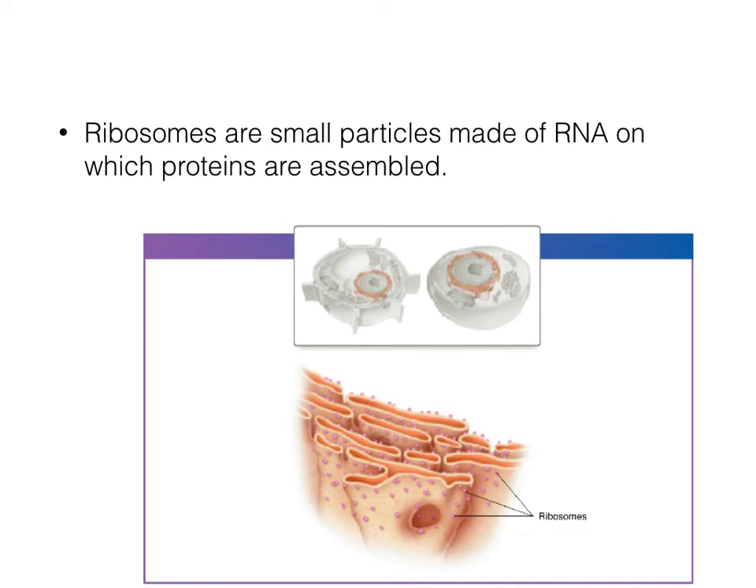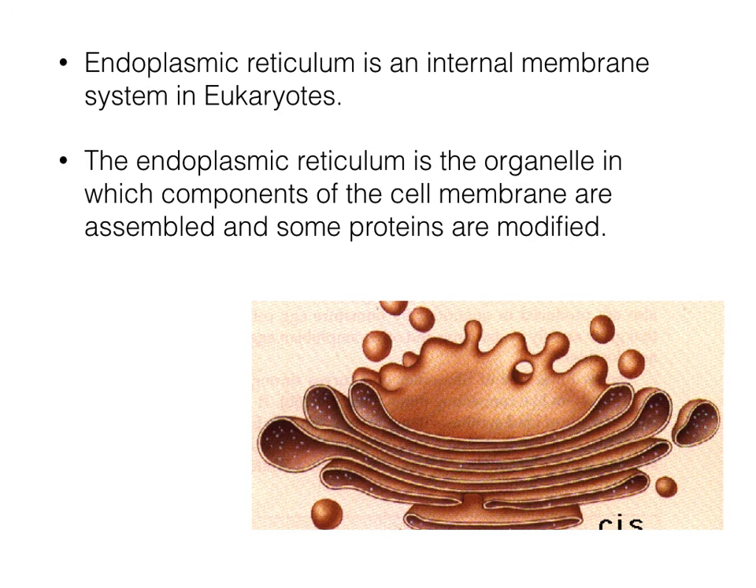Ribosomes are small particles made of RNA on which proteins are assembled. So we see them here, those little dots on the outside of the endoplasmic reticulum. And we're going to talk about the endoplasmic reticulum a little bit more here. The endoplasmic reticulum is an internal membrane system. The endoplasmic reticulum is the organelle in which components of the cell membrane are assembled and some proteins are modified. So we see right here those little circles coming off of the endoplasmic reticulum. That is at the trans end of the endoplasmic reticulum, and they are forming vesicles. Right? Those vesicles will be used to create the Golgi apparatus and transport proteins within the cell.